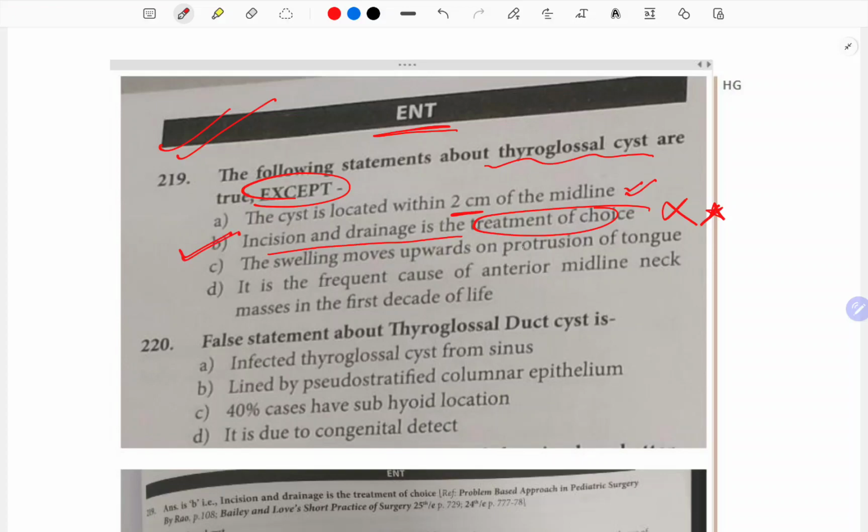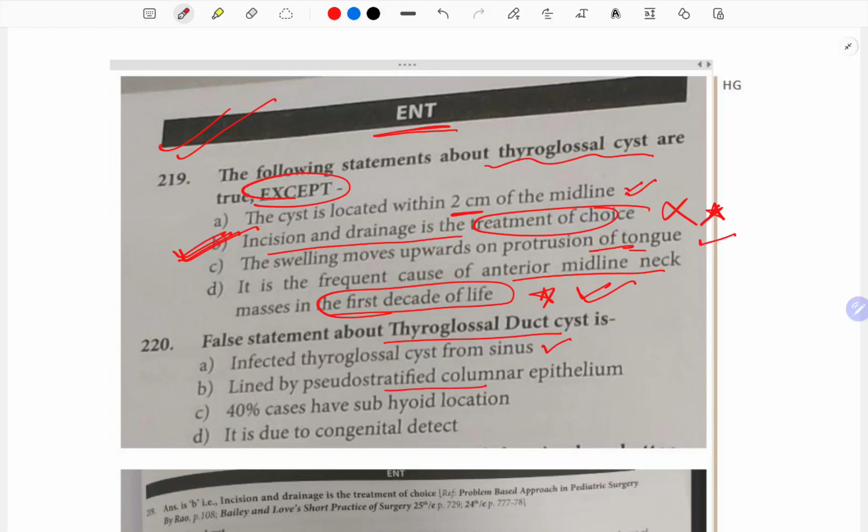The swelling moves up on protrusion of the tongue, right? It is a frequent cause of anterior midline neck masses in the first decade of life. Completely right. So this B is the answer. False statement about the thyroglossal duct cyst is infected thyroglossal cyst from the sinus. That's right. If the cyst becomes infected, it can create sinuses and fistulas as well.